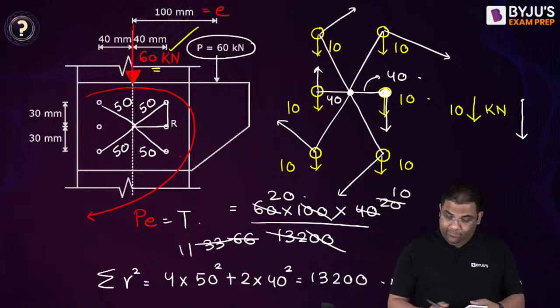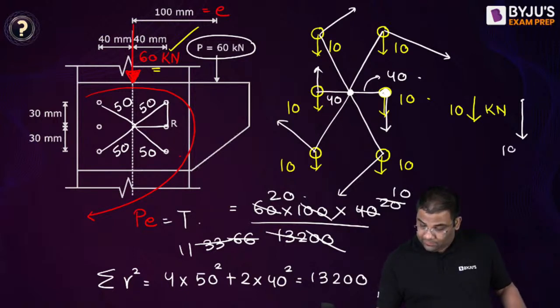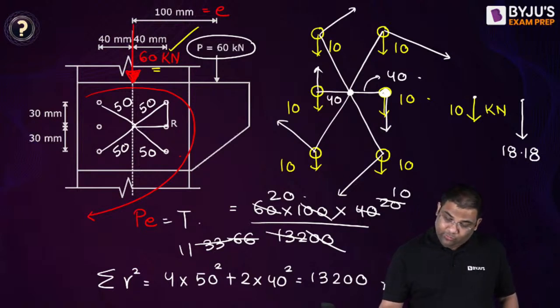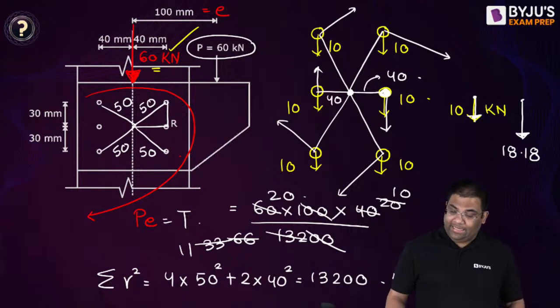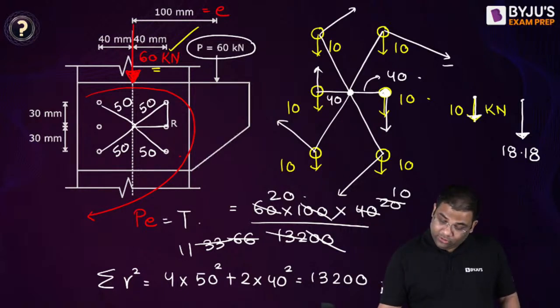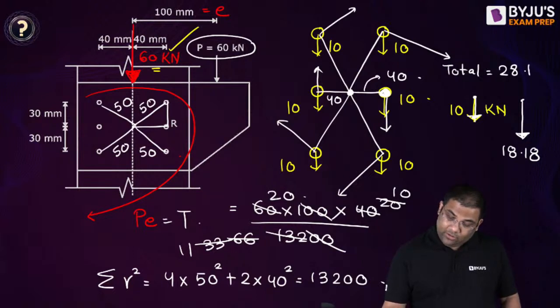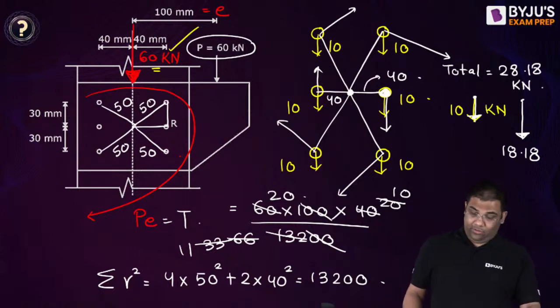You'll get 18.18. Yes. So see, this is due to P we are getting 10. Due to the moment we are getting 18.18. So total is how much? Total is 28.18 kilonewton, right?